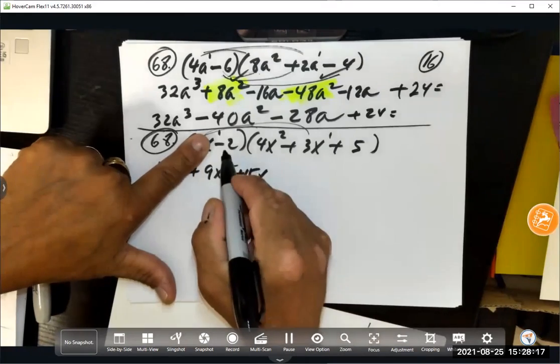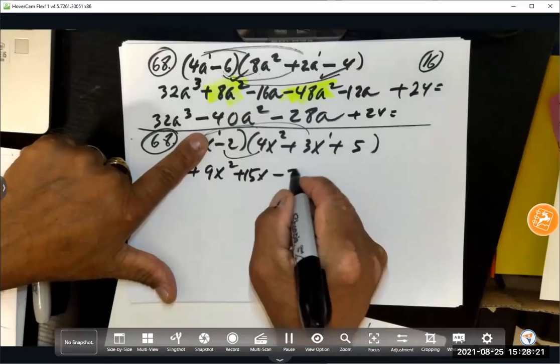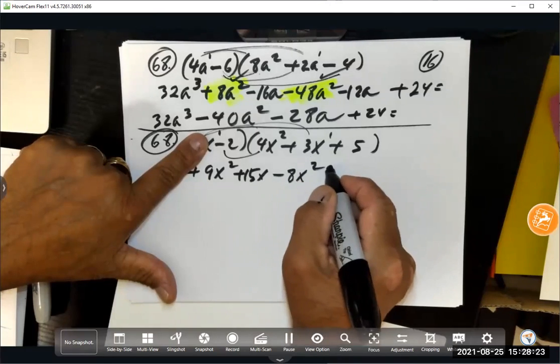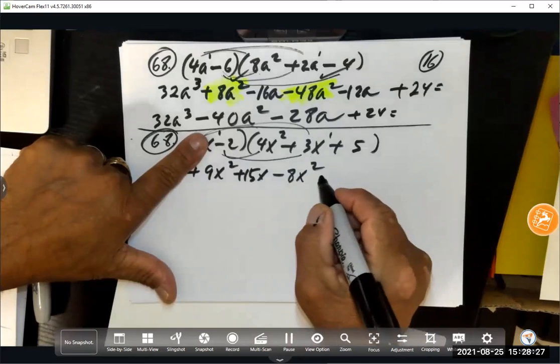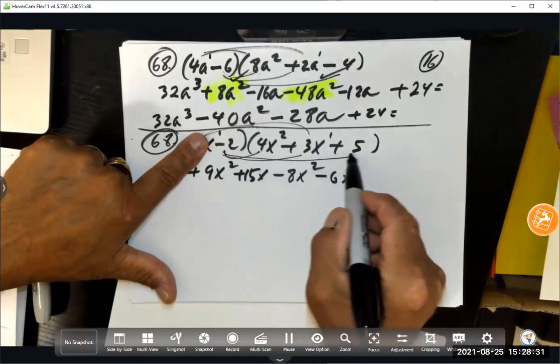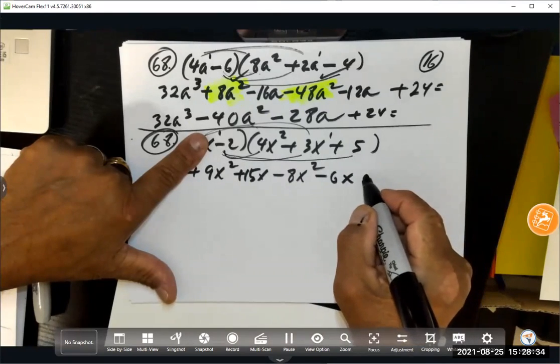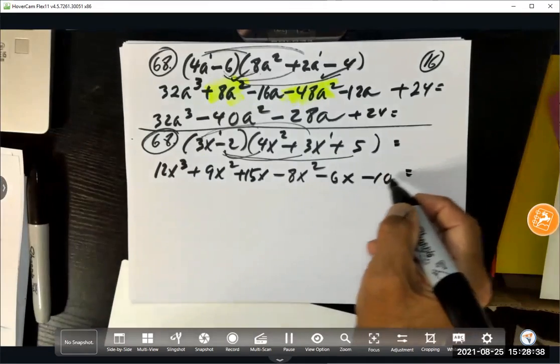Now this one. Negative 2 times that. Negative 8x squared. Okay. And what's negative 2 times 3x? Negative 6x. And the last one. A negative times a positive? Negative 10. All right. So now, let's put this together.